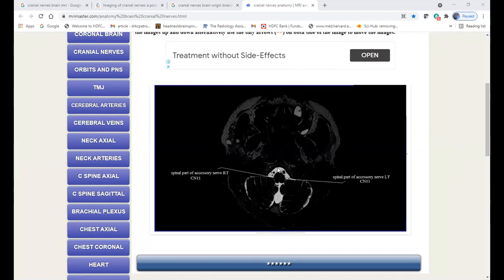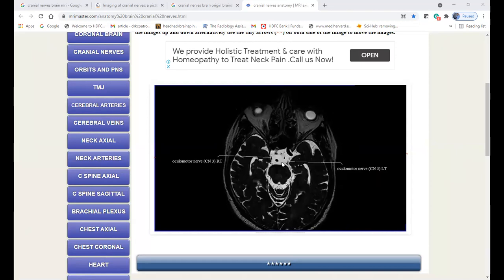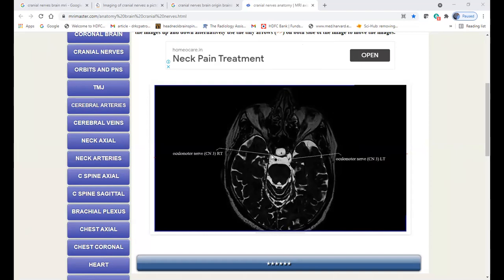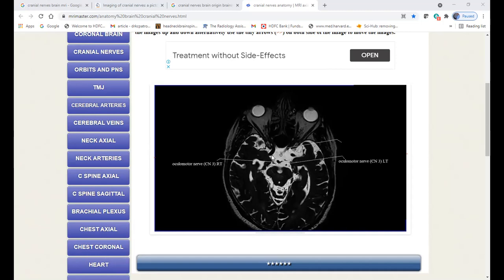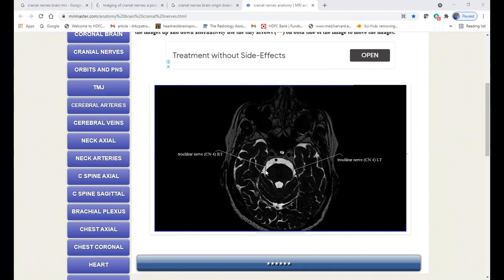If you go down, this is the oculomotor nerve, it traverses in the interpeduncular system, and how it goes laterally and enters the cavernous sinus, and you can see the oculomotor nerve. Then after the oculomotor nerve, you can see the trochlear nerve, which comes from the posterior part of the midbrain and traverses the ambient system. The lateral part of the midbrain is called the ambient system.